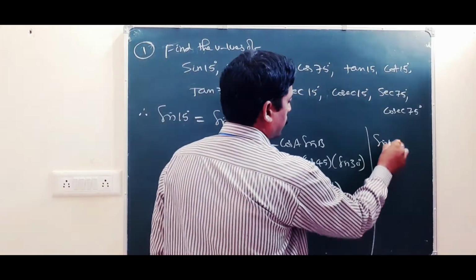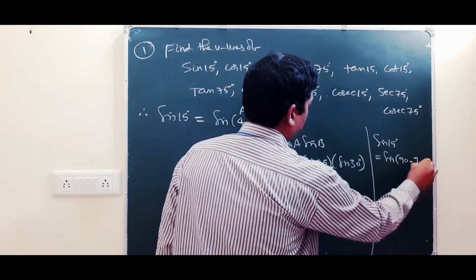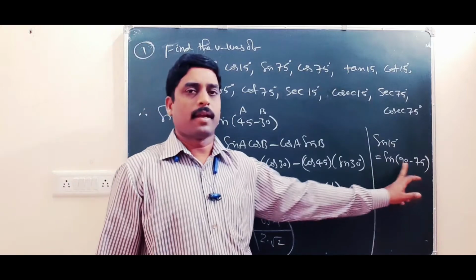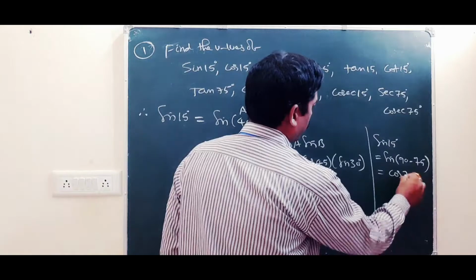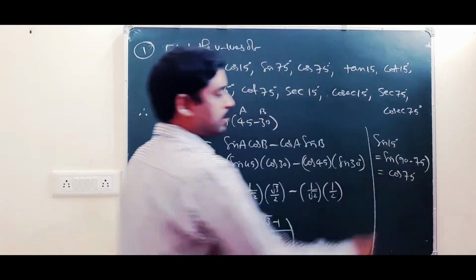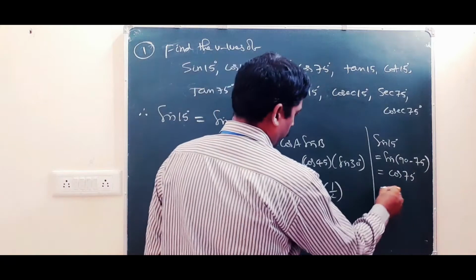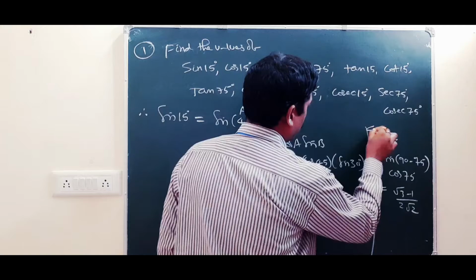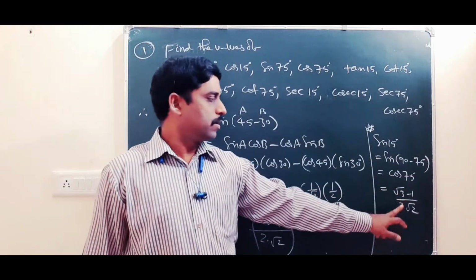Okay, this 15 can be written as 90 minus 75. We have sin 90 minus theta equals cos theta, so this is equal to cos 75. Okay, sin 15 and cos 75 both are equal. So sin 15 value we already got, root 3 minus 1 by 2 root 2. So sin 15 is equal to cos 75 is equal to root 3 minus 1 by 2 root 2.